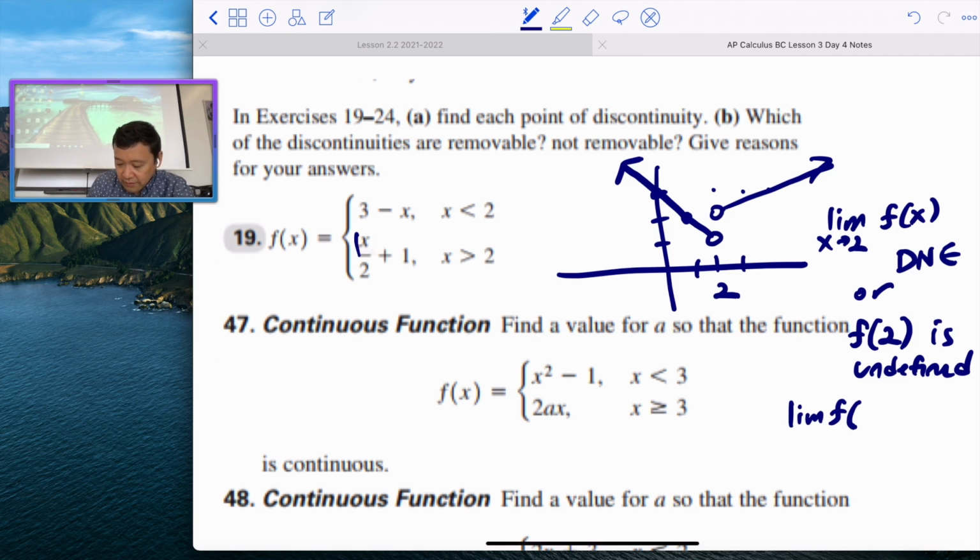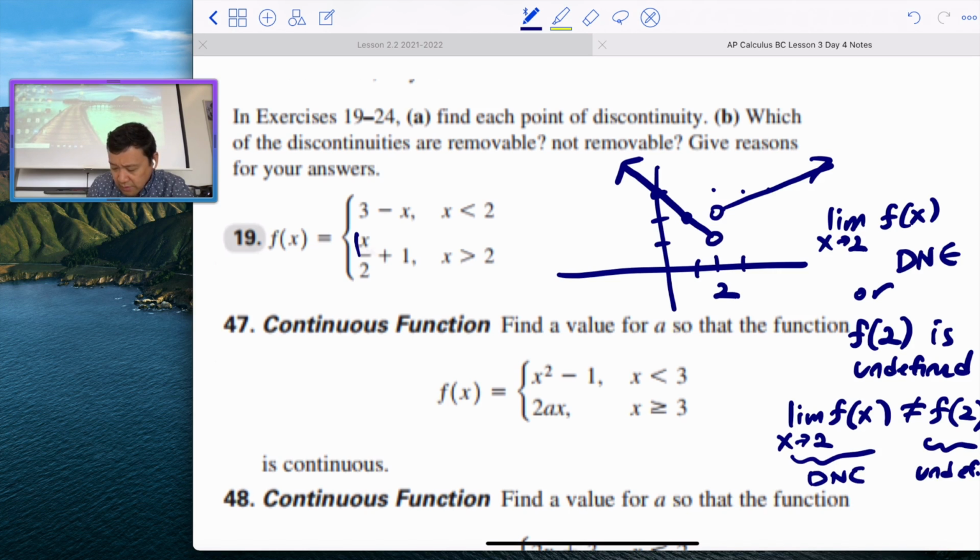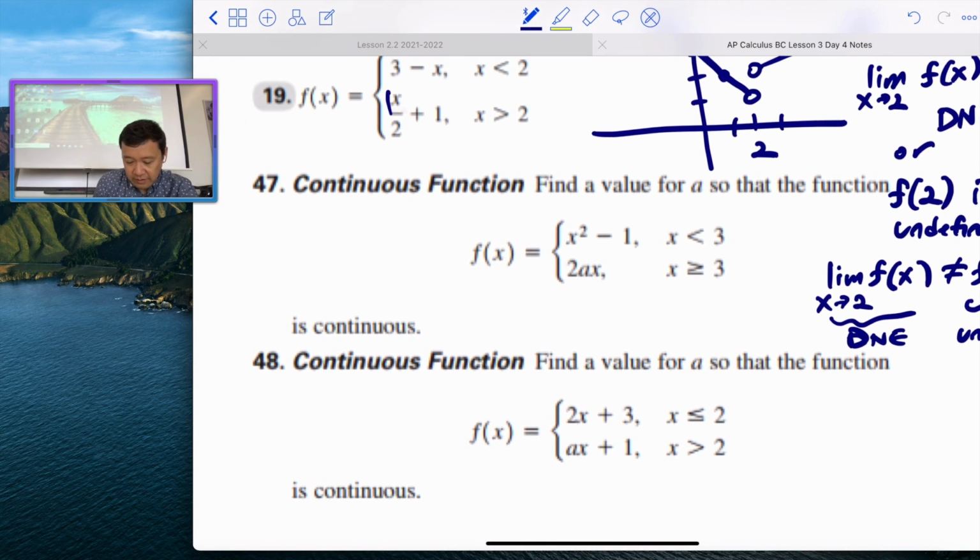The limit of f of x as x approaches 2 does not match f of 2, again because this is undefined. Undefined is a little different than does not exist. It's not like a single value where you could match. Okay. So that's number 19.